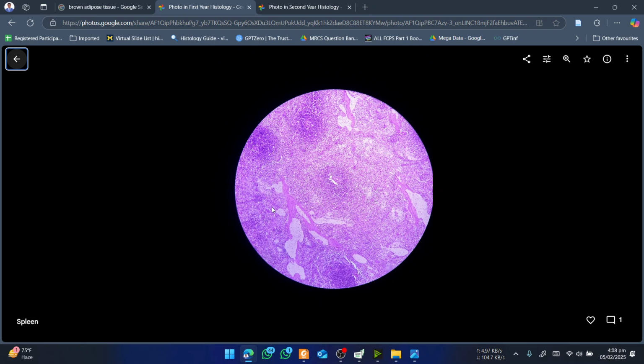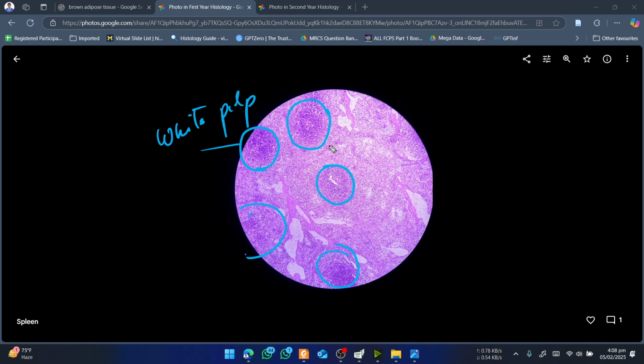In this you will see some dark areas where cells are concentrated, like this one, like this one, like this one, and the other will be the rest of the areas. All the circled areas consist of the lymphoid nodules where cells are concentrated. All of the circled areas are called white pulp, and all of the rest is the red pulp. So a white pulp and red pulp.